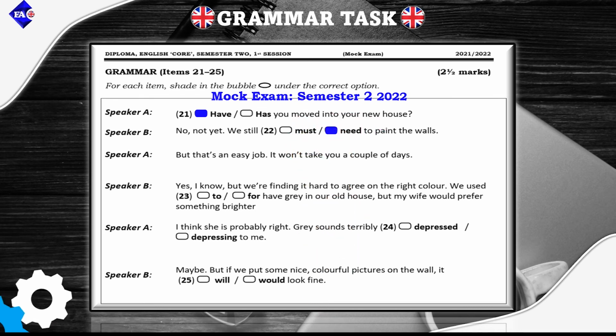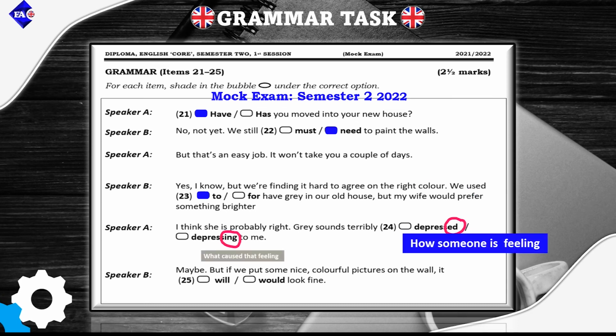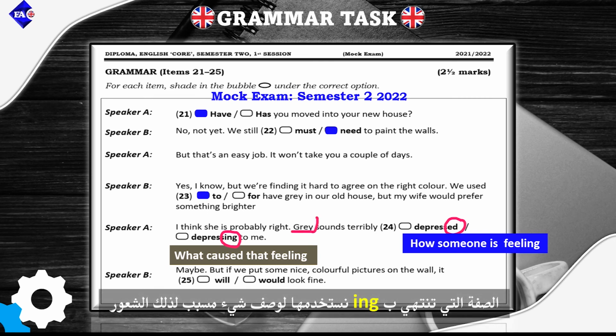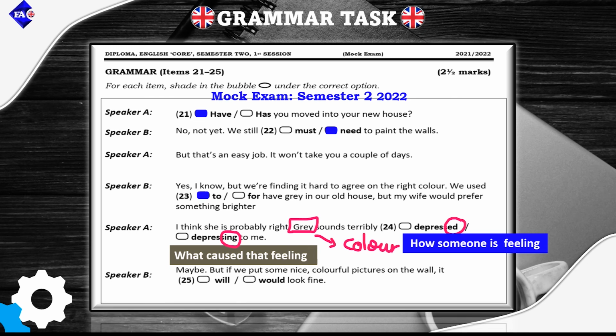In the next sentence, we deal with the common expression used to, which refers to past habits. So the right answer is to. Never use for after used. Pay attention to adjectives ending in ed and ing, as you need to know what the adjective is really describing, someone's feeling or something that caused that feeling. In this case, the example is about the color gray, that sounds terribly depressing. This means that the color makes us depressed, but the color itself is depressing.